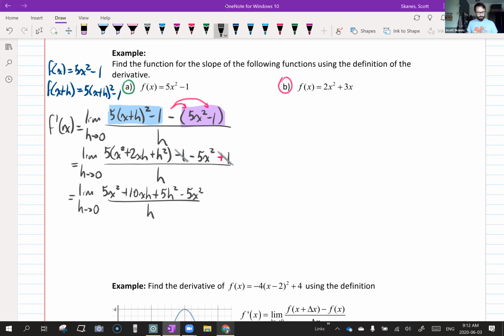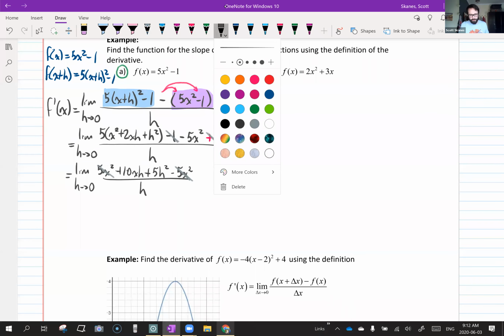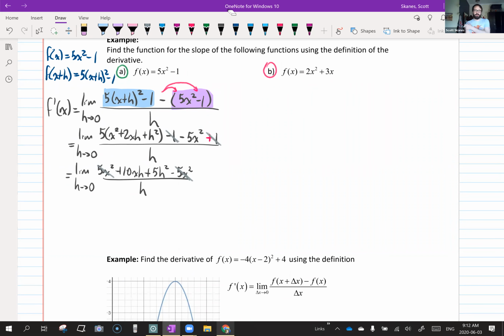Okay, now that I've expanded this, we take another look at it and see if anything can cancel. And what I see is I have a 5x squared and a -5x squared, so they're going to cancel. Can anything else cancel? No. But I do have common factors. So the two-step process, I guess, is try to cancel everything if you can, and then once you've canceled everything, try to factor.